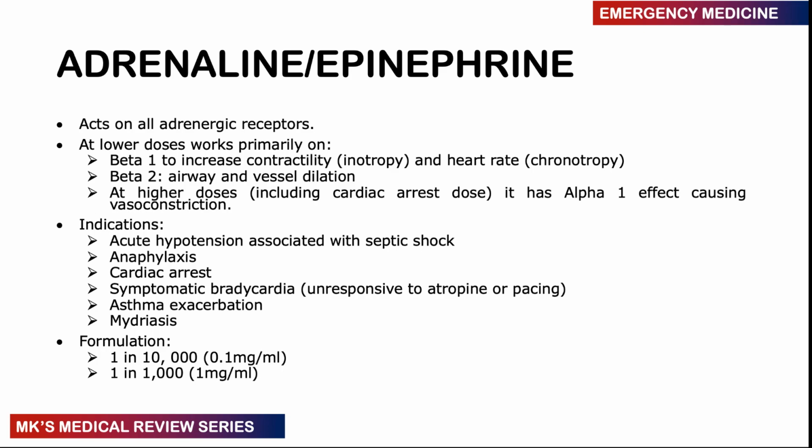So remember, epinephrine is going to be working on all the adrenergic receptors. At low doses, it works primarily on the beta 1 to increase the contractility of the heart as well as to increase the heart rate. So it has a positive inotropic as well as chronotropic effect. The beta 2's effect is it's going to be working on the airways and even vasodilatation. And at higher doses, for example, patients that have had cardiac arrest, it has an alpha 1 effect causing vasoconstriction.